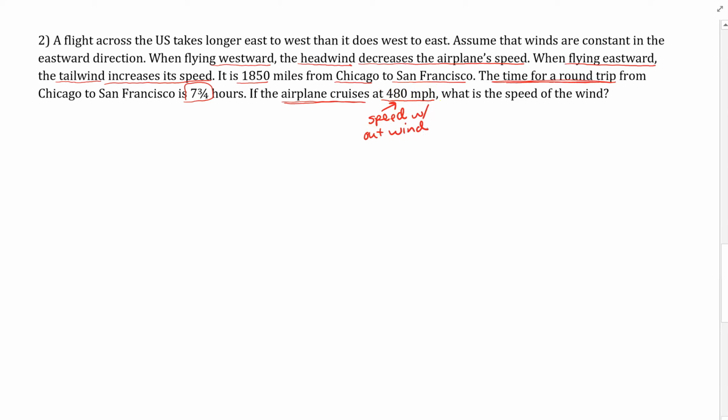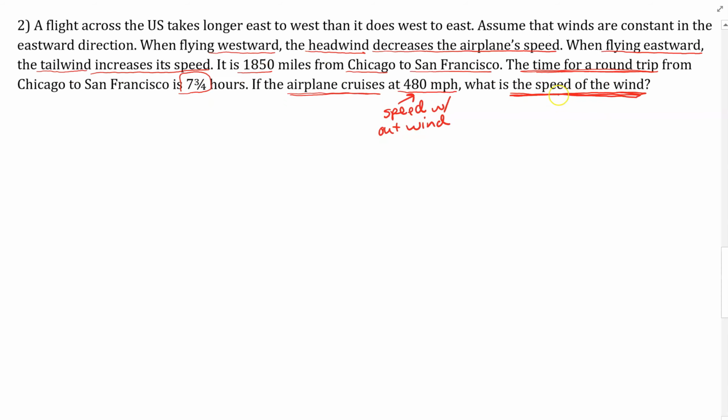Okay. And then we're going to try to figure out what is the speed of this eastward wind. We're assuming it's constant, right? What is this constant eastward wind? So since that's the thing we're trying to figure out, that's what we will go ahead and define as our variable. So I'm going to just let S equal the speed of the wind.